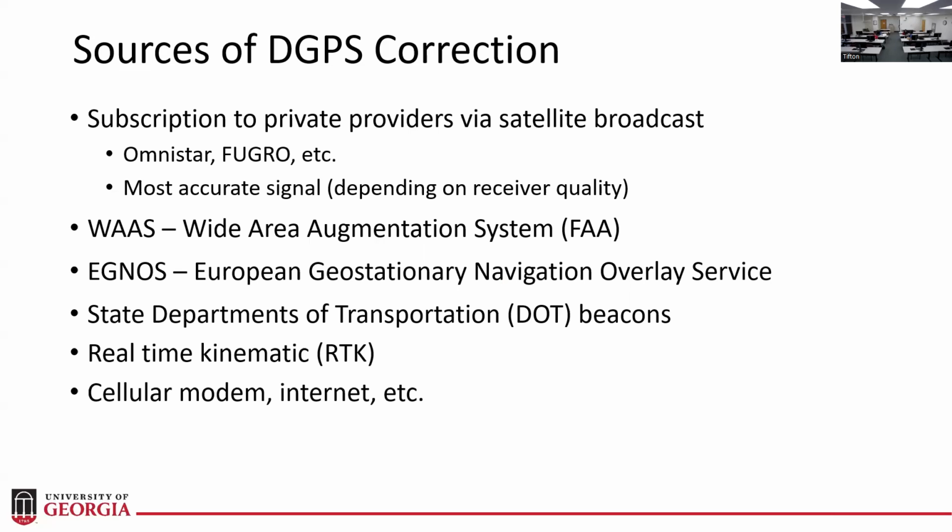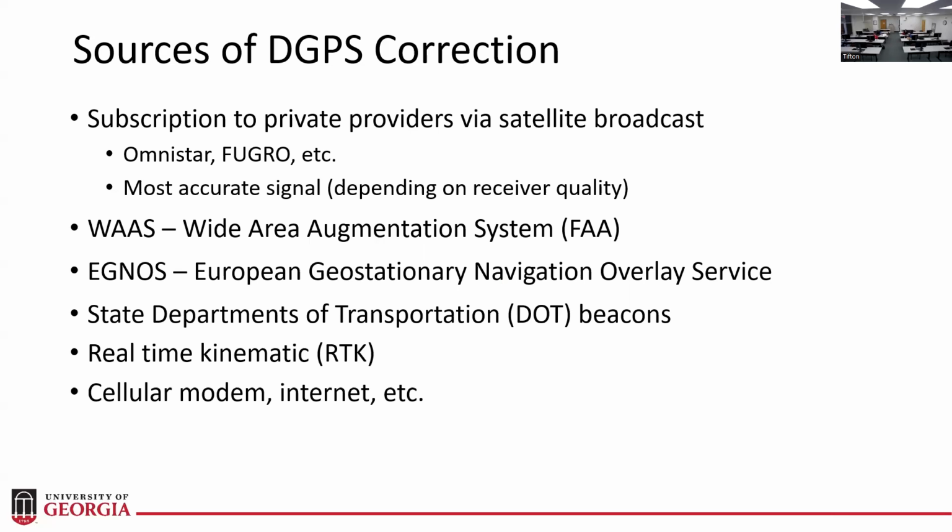Nowadays, we have other systems, the American one is called the Wide Area Augmentation System, that you can also get this correction from. And this one is free, and it's what you use all the time. The European Union also has a source of differential correction signal, which is called EGNOS, which stands for European Geostationary Navigation Overlay Service.